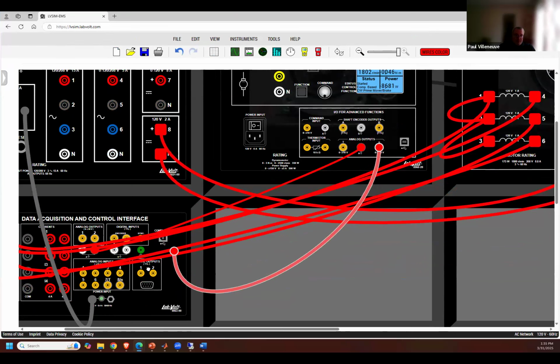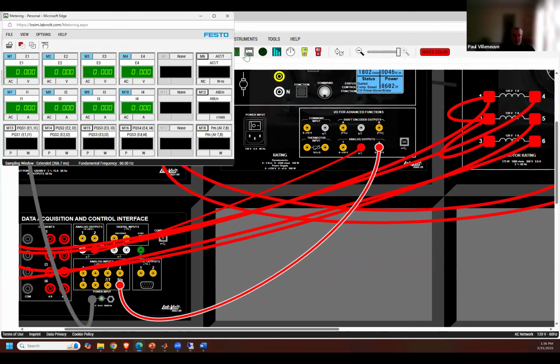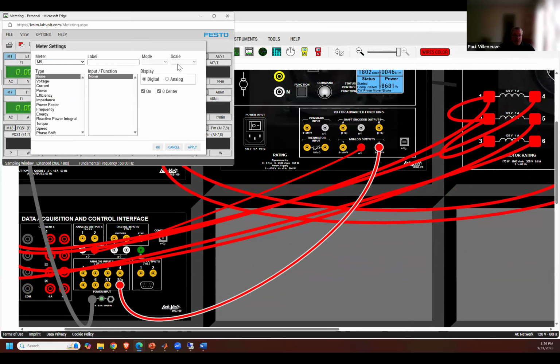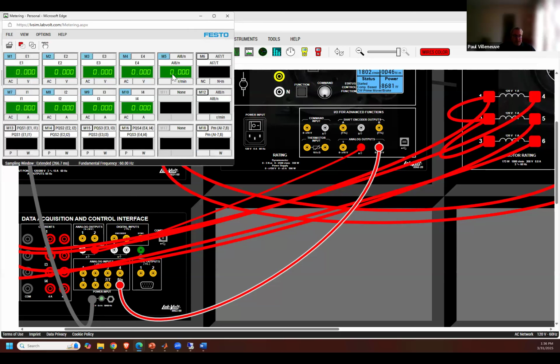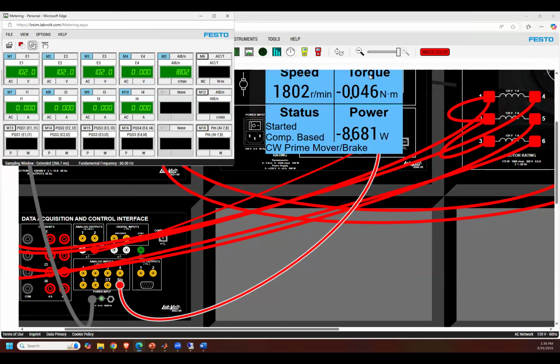And I'm going to run my speed over to here where it says channel 8, which is the speed. That's just how they have it default set up. I'm going to go back to my metering window, and now I'm going to turn on this one. Find my speed, which is here. And you can see it says analog input 8. Click OK, and go ahead and start refreshing. And then hopefully I'm getting 1800 RPM. Huh. 1802, which matches there.